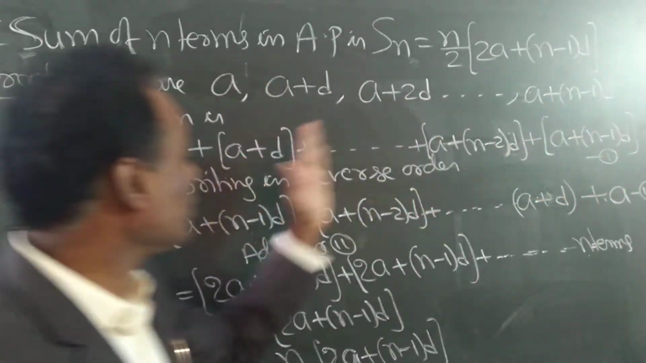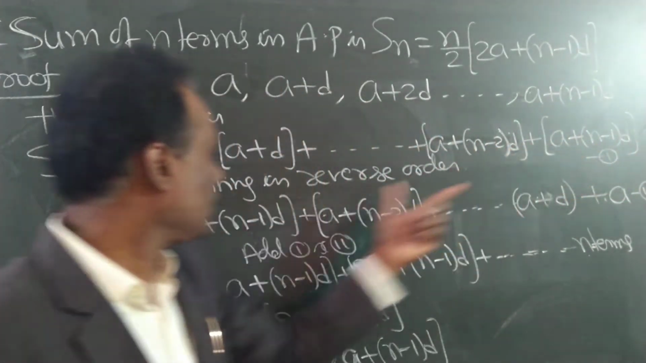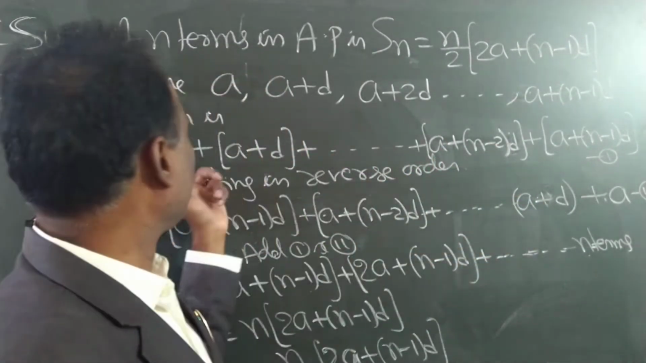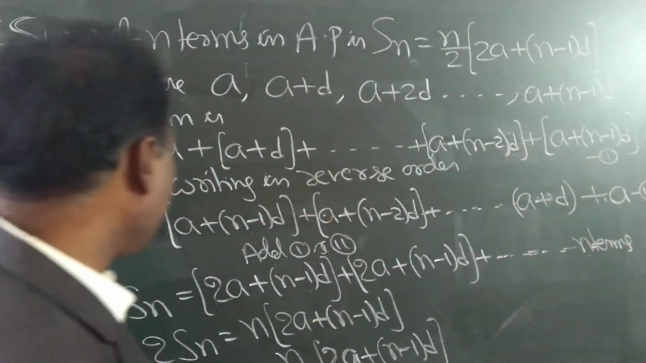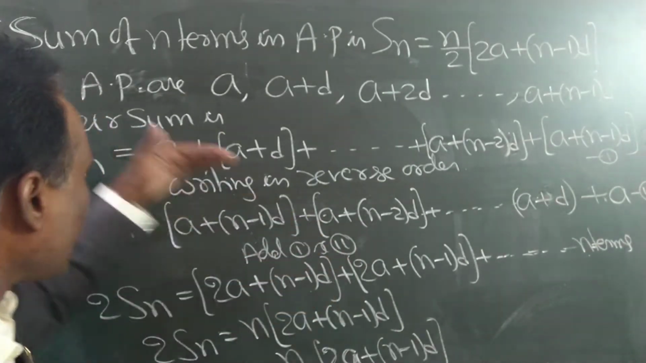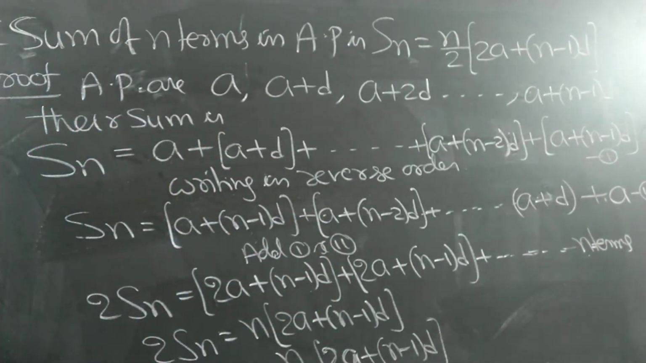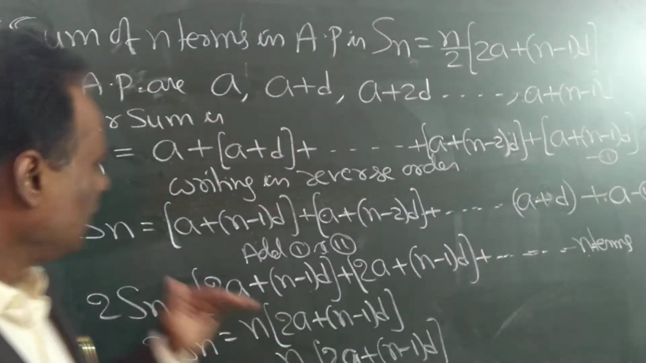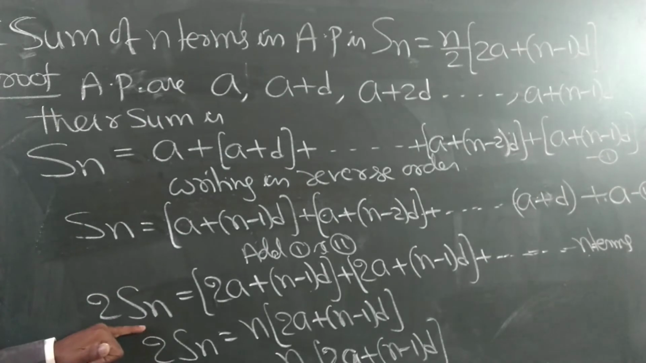Same in reverse order. The last term will come here, this will come here, this will come here, and this will come here. What am I doing? Adding 1 and 2. Sn plus Sn, 2Sn. Adding 1 and 2 means this is 1, this is 2. Sn plus Sn is 2Sn.